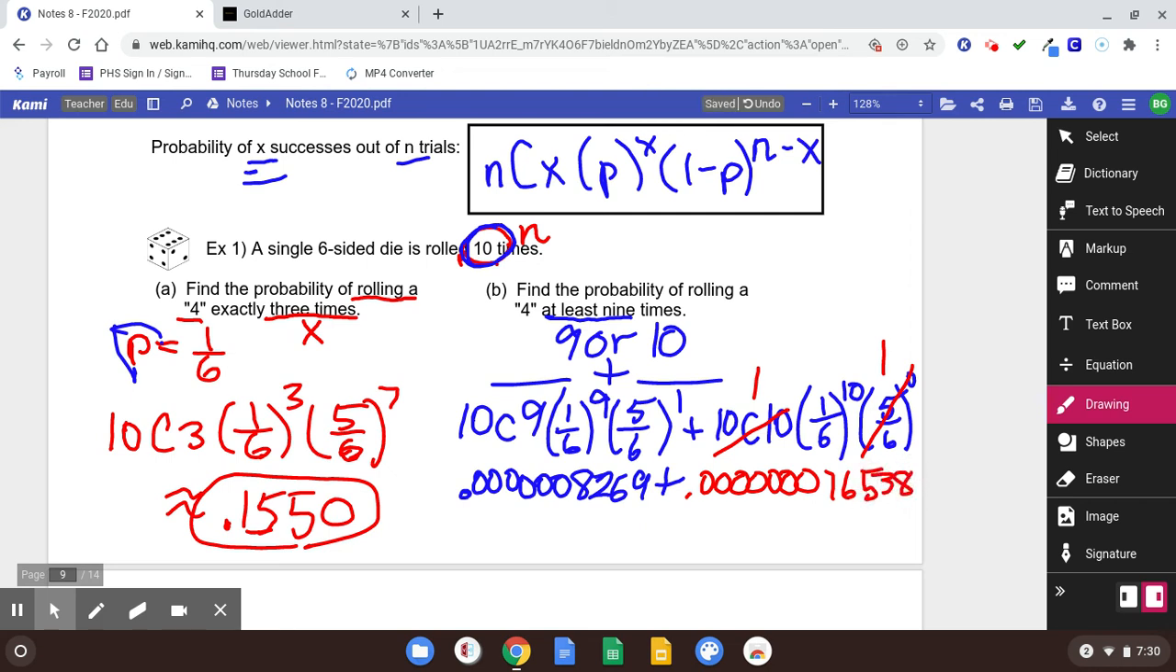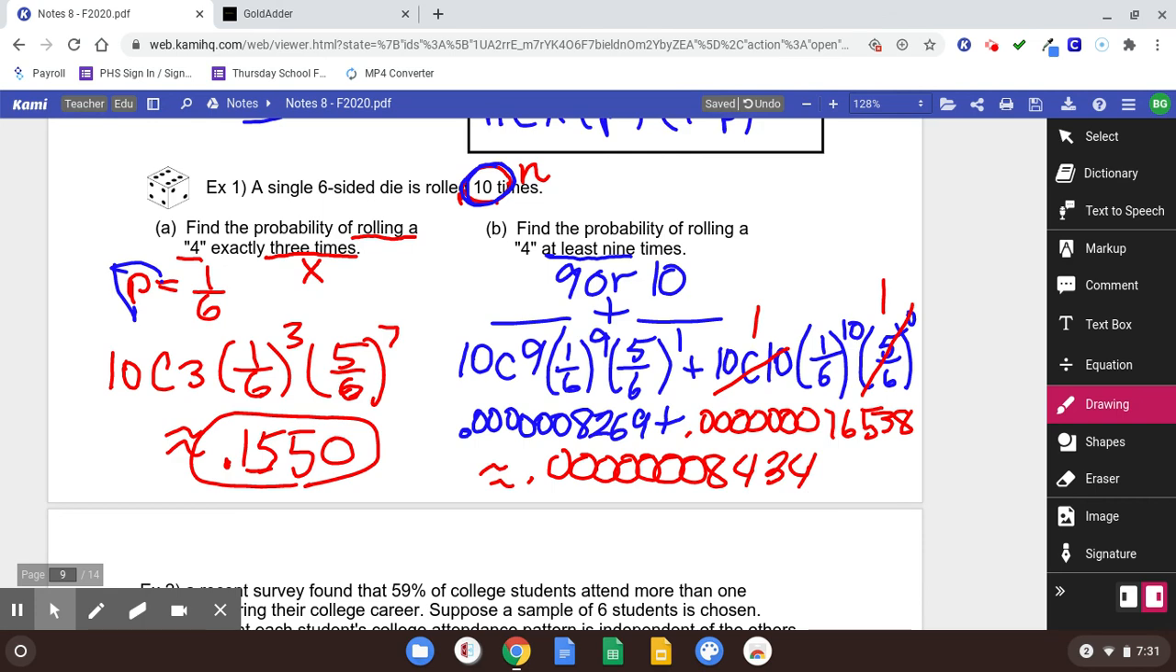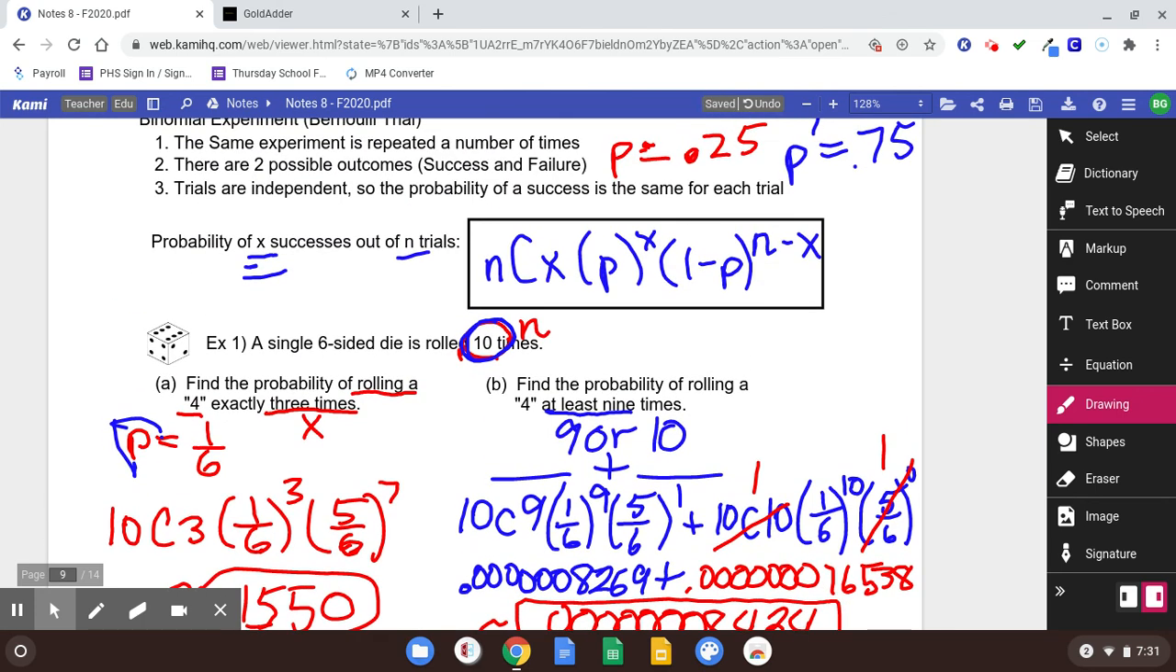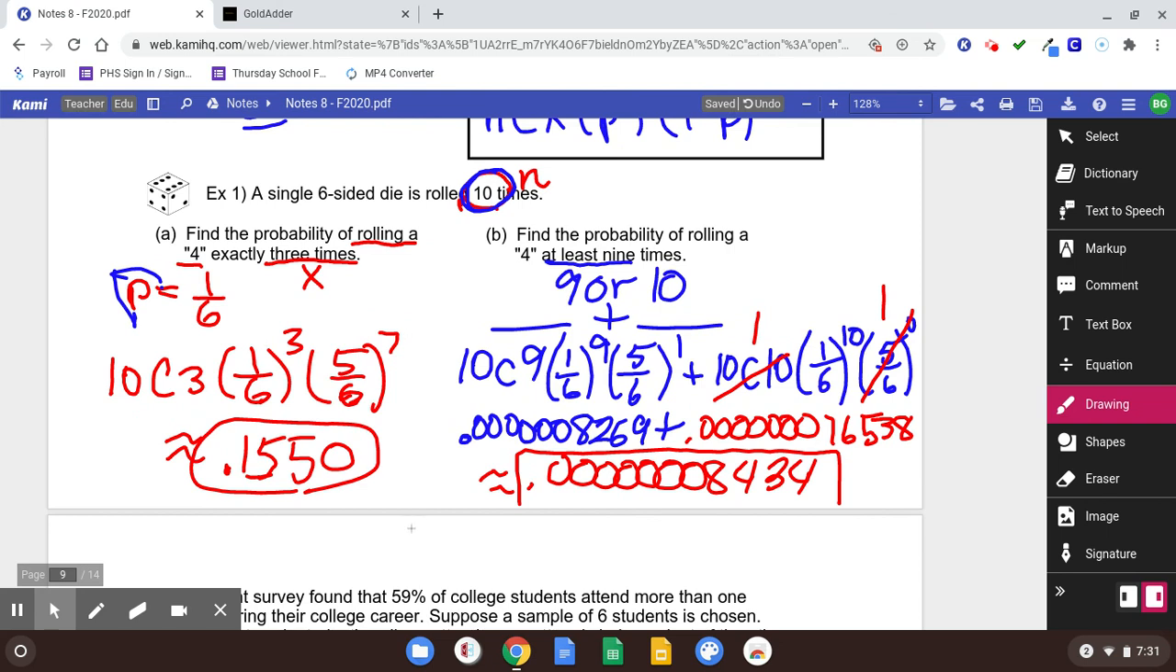We add those two numbers together, and we get a really small number. I get 7 zeros, 8434. Very, very small probability, but look at what we're dealing with. You find the probability that you roll a 4 9 times or 10 times. That's probably not going to happen, so that's why it's such a low probability.